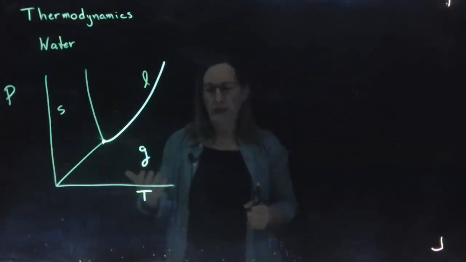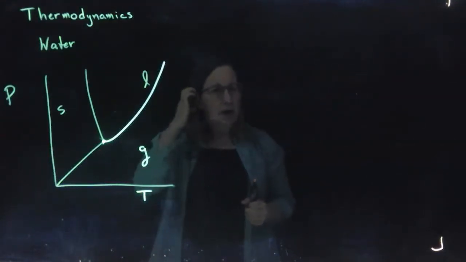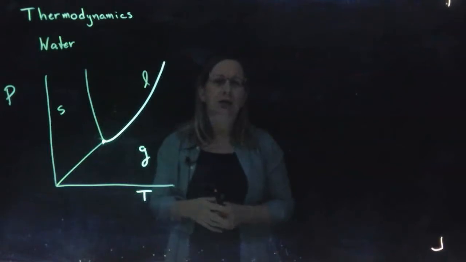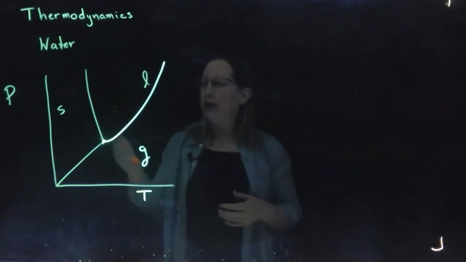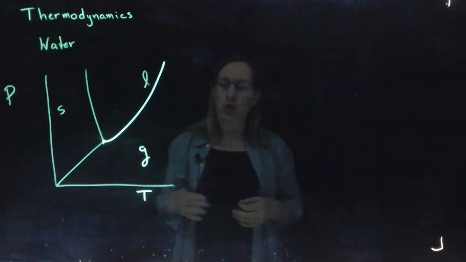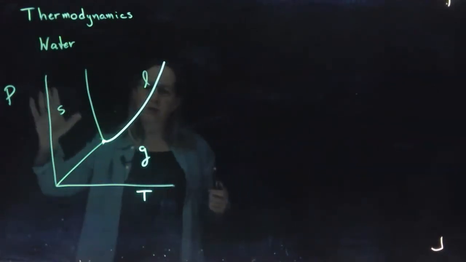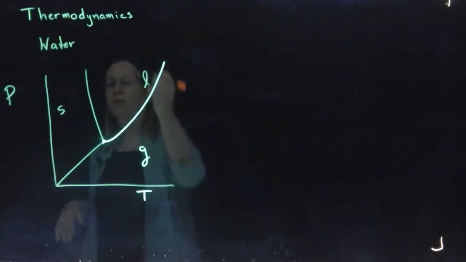When we talk about something being a solid, a liquid, or a gas, we know that it depends on the temperature as to what phase it happens to be in. It actually depends on both the temperature and the pressure. So this is what's called a phase diagram for water.